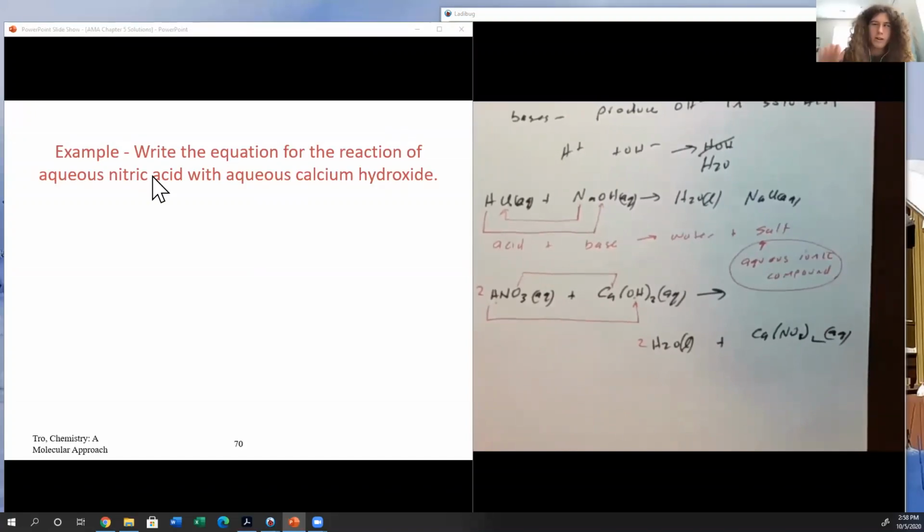Why is the water not aqueous? Because it's not dissolved in water, it is water. So since it is water, it's just part of the liquid. Okay, thank you. Megan.